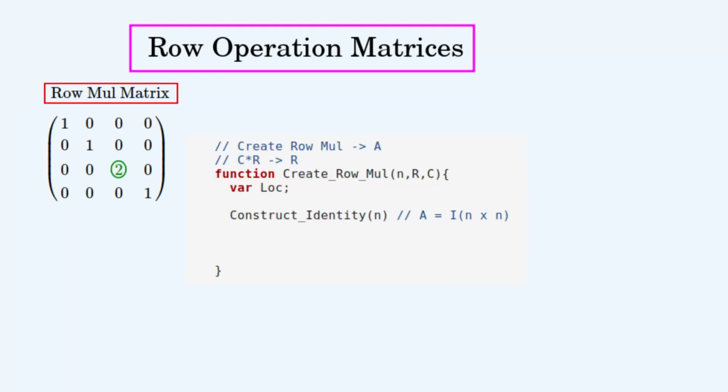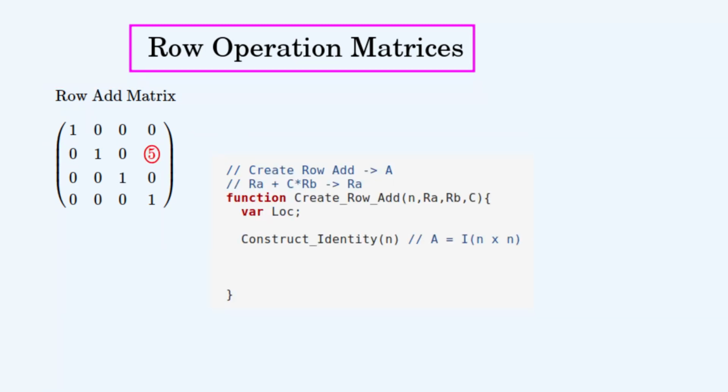Now to create the row mul matrix. These parameters stand for variables in the row mul operation. R stands for row, C stands for the constant that we'll multiply it by, and N is the number of rows and columns, since it is a square matrix. We'll firstly construct an identity matrix. Then we'll replace the correct element in the diagonal with this number C.